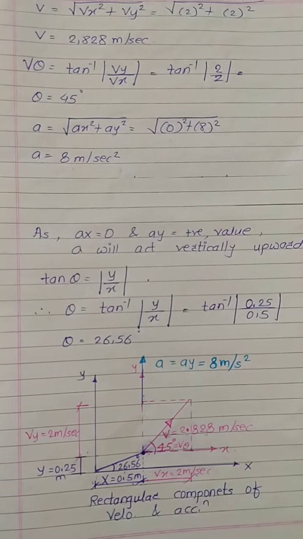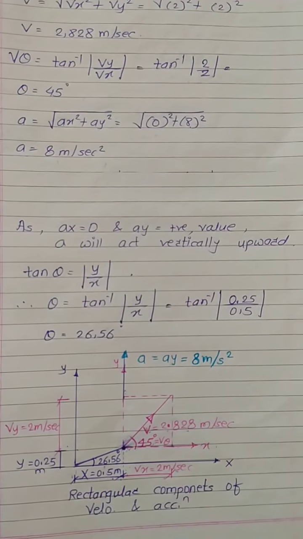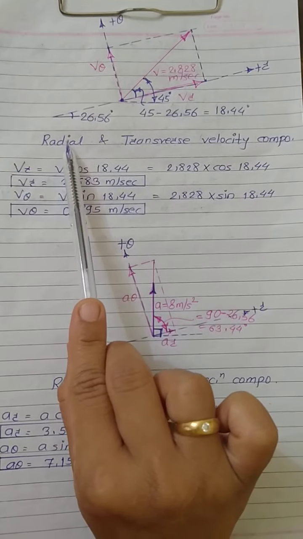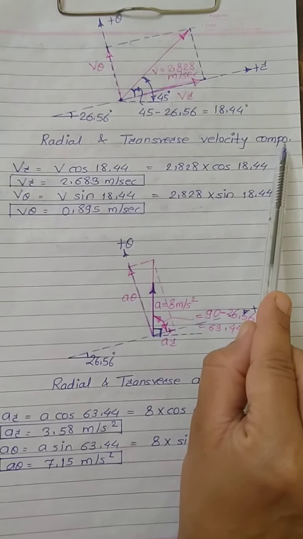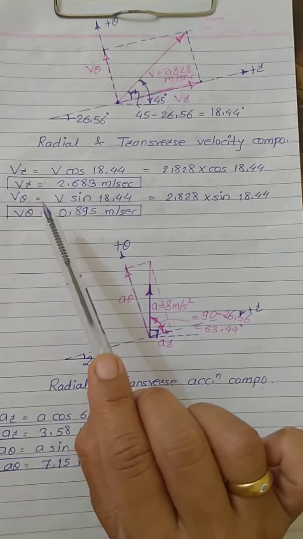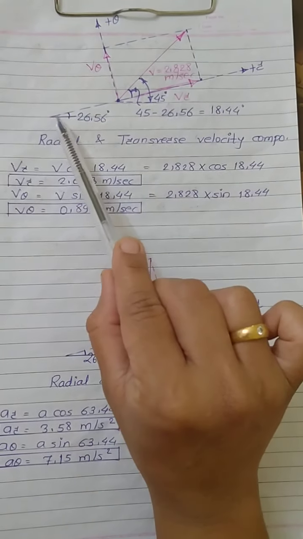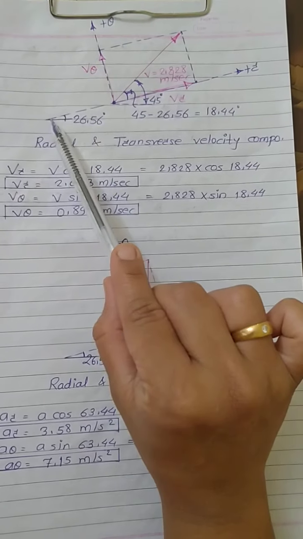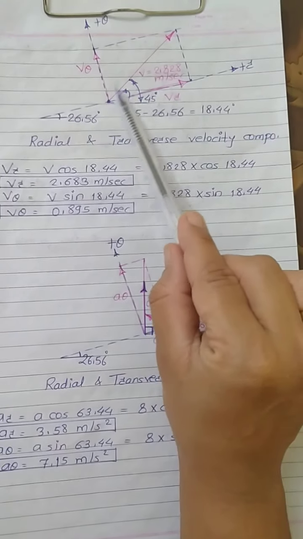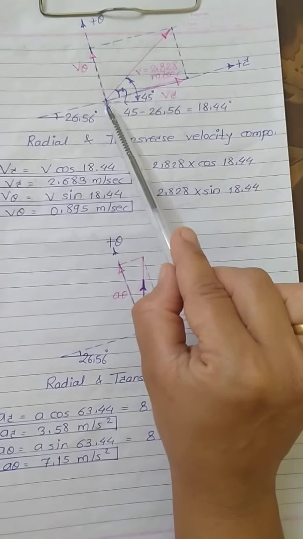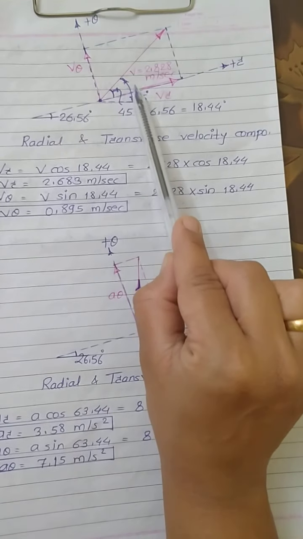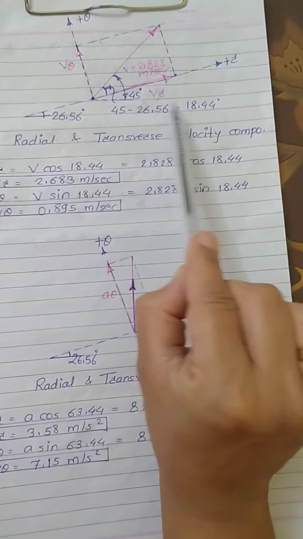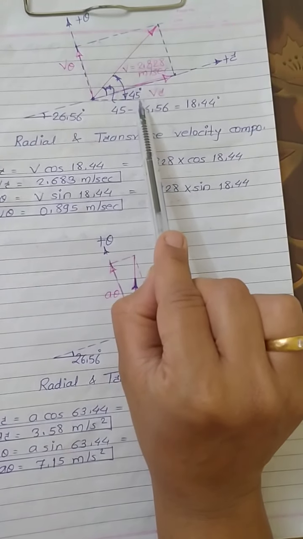Okay. Now we'll see the next graph. My next graph is of the radial and transverse velocity components. So I will consider only Vx and Vy. Now look, I have to extend this line of 26.56 degree. If I extend this line, I have drawn this velocity component, and this velocity component makes an angle of 45 degree with respect to x. So already we have seen this V theta is 45 degree.